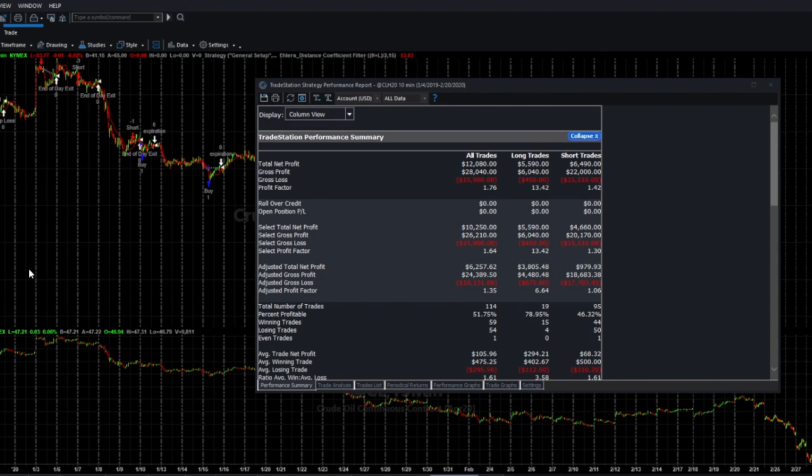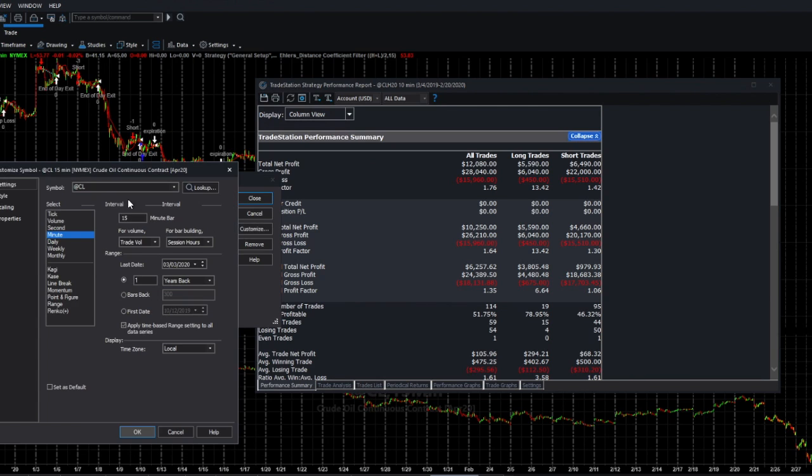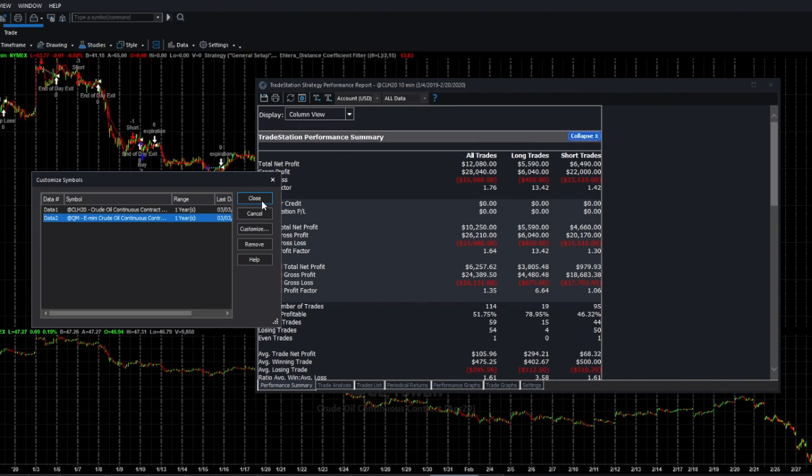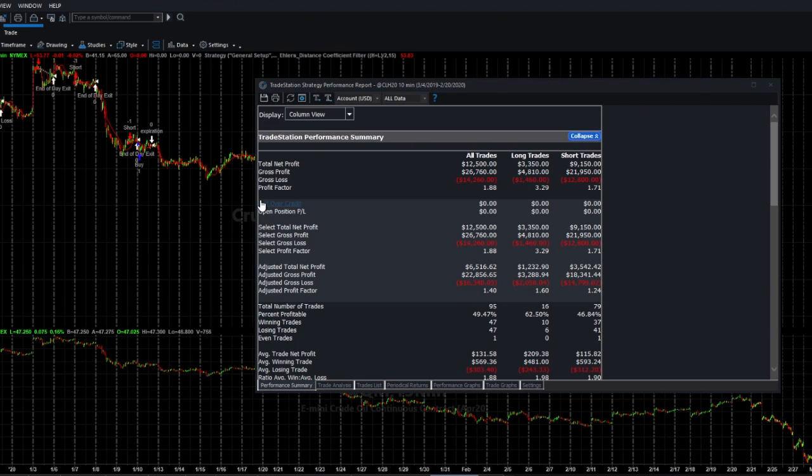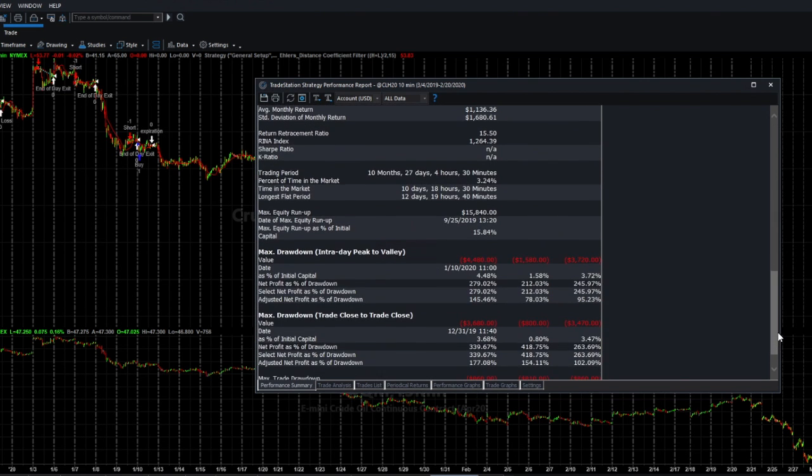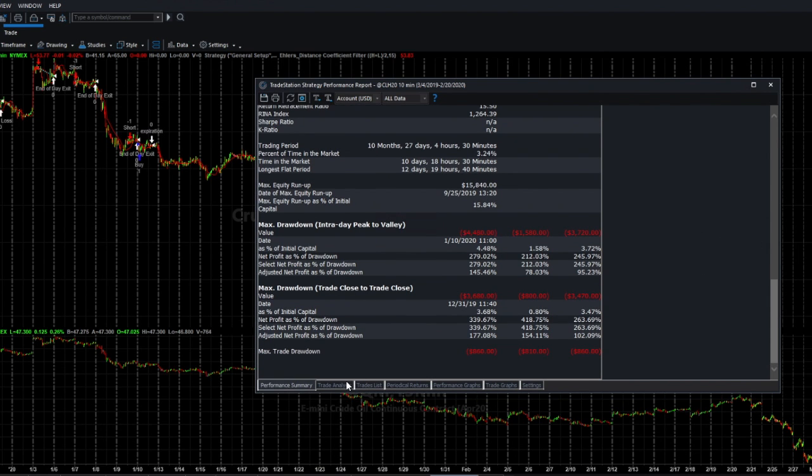So now let me show you what works best for my crude oil trading. I usually, instead of a second CL chart, I use a QM chart. So let's change this to QM. And now, look at that. Look at that profit factor, 1.88. The net trade is now at 131. Drawdown is about the same.